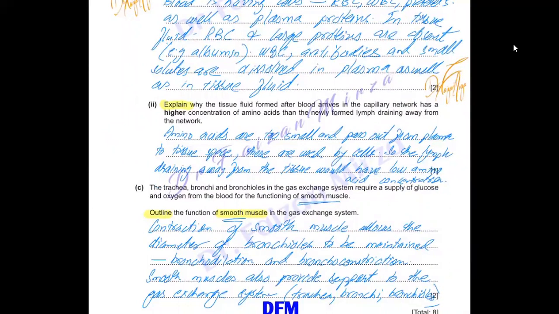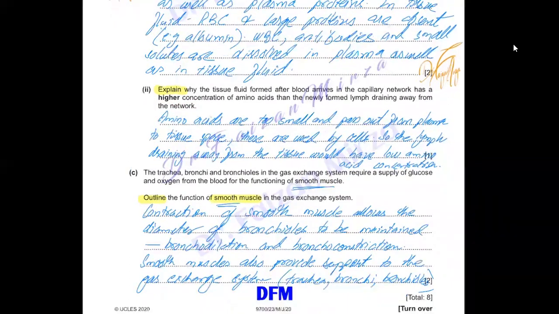The blood arriving at the capillary network has a higher concentration of amino acids than the lymph draining away from this network. So when the capillary delivers, the amino acids are small and they will pass out into the tissue space. The tissue cells will start to use the amino acids to build new proteins. And when these have been used up, the blood leaving the capillary network will have a low amino acid concentration.